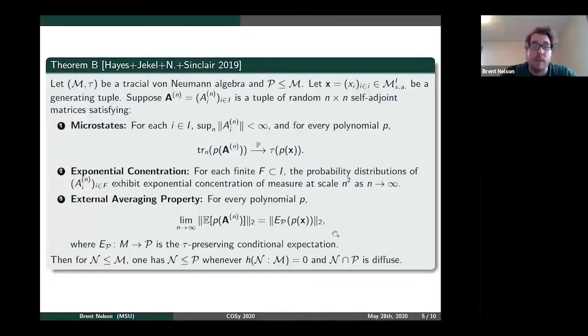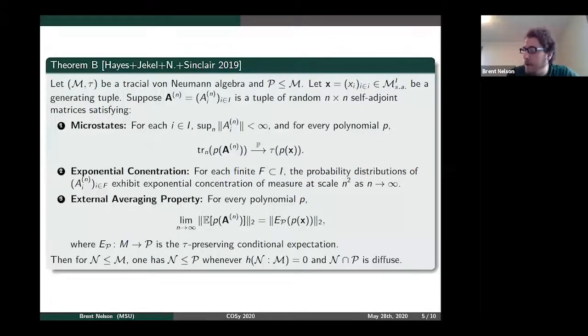So under all of these assumptions, you get the same exact conclusion that you had in Theorem A. Anytime you have a subalgebra, you can assert that it lives inside of this subalgebra P, provided it has 0, 1 bounded entropy in the presence of M and diffuse intersection with P.